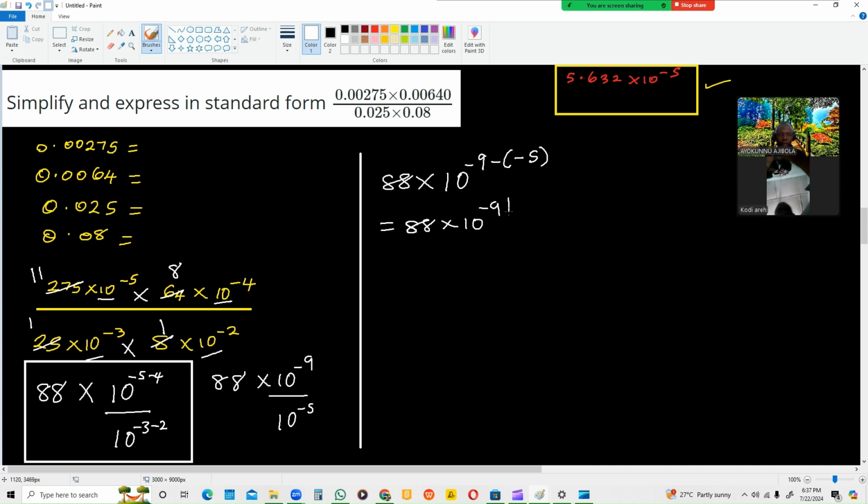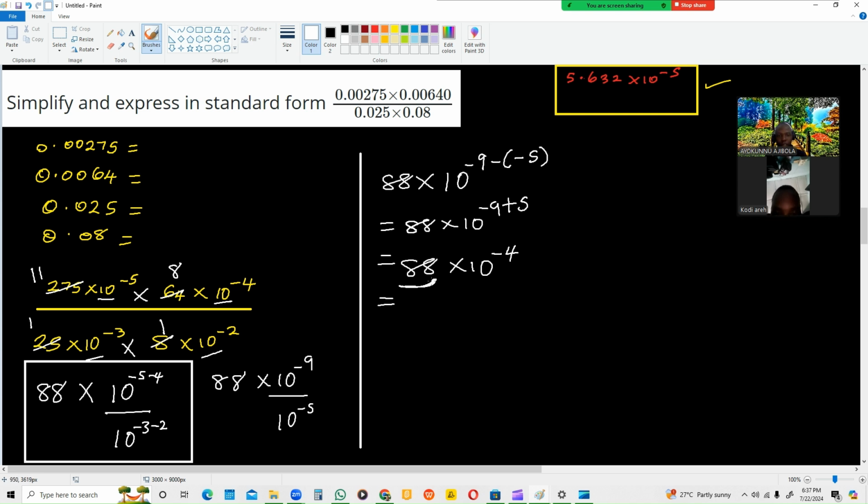Minus times minus gives me plus. Is that clear? Then I have 88 times 10 raised to power. What is negative 9 plus 5? Negative 9 plus 5. Where? What is negative 9 plus 5? Negative 4, not 3, because this is 9. Oh, sorry, negative 4.